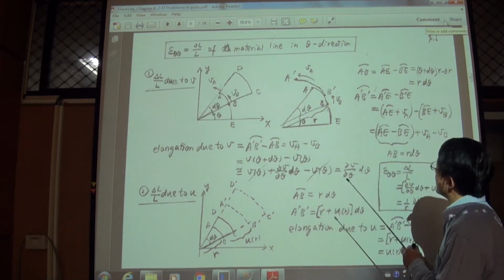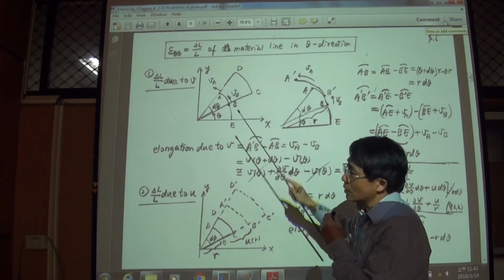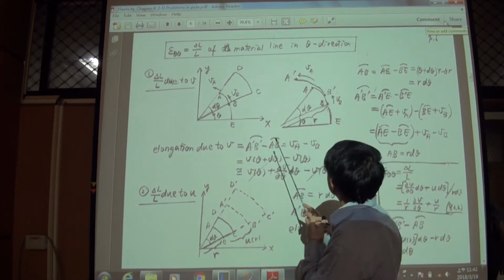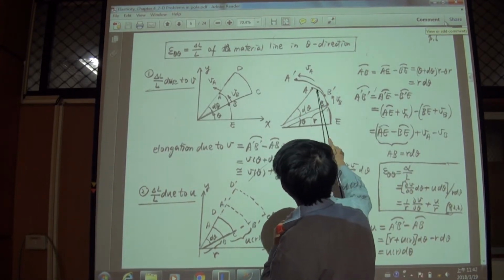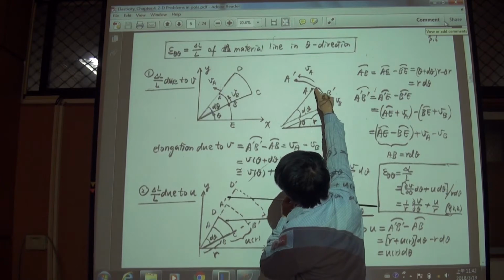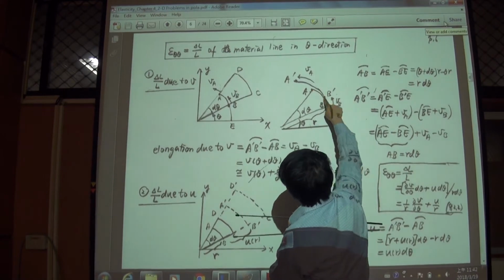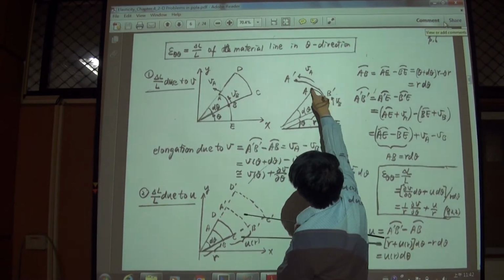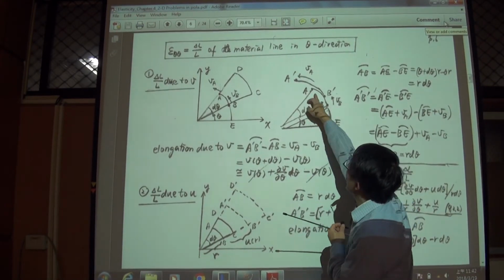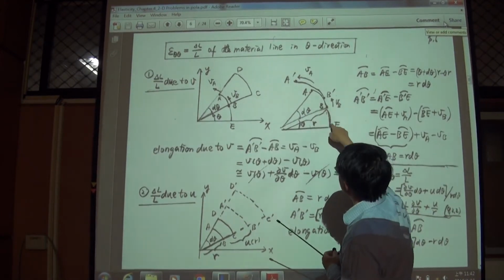Now let us compute this amount step by step. AB is the original length, the length before the deformation. We want to compute the length of the material line AB before the deformation. AB equals AE, this large arc, minus BE, right? AE minus BE will give us AB. It's clear.